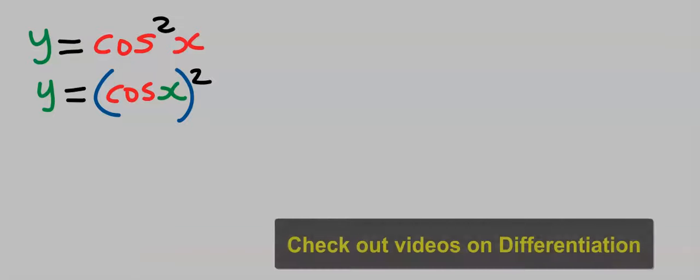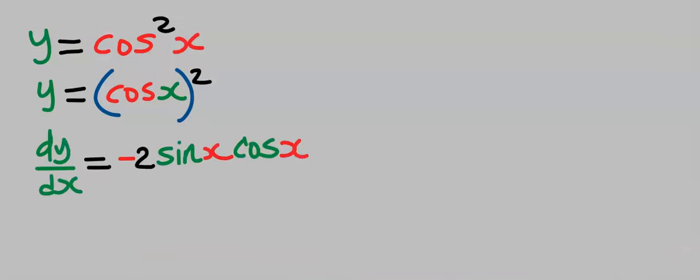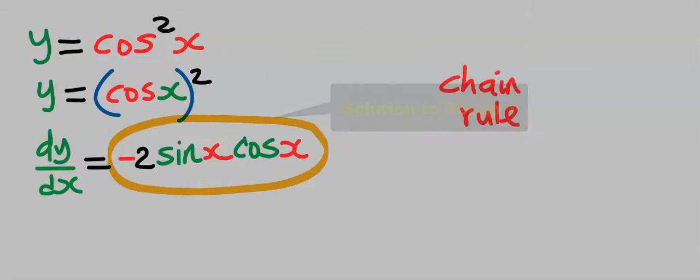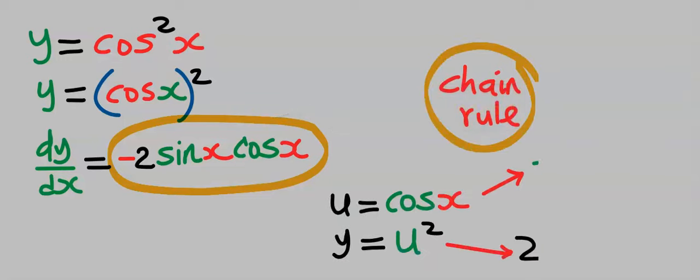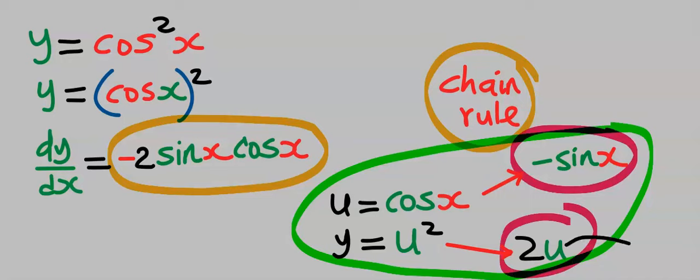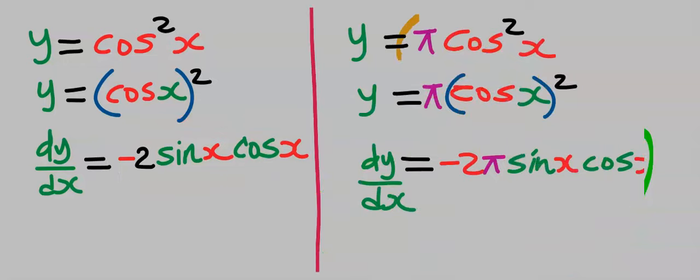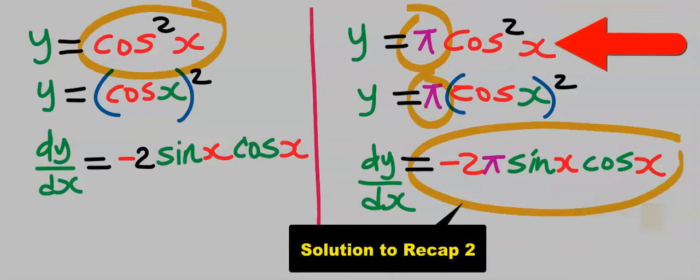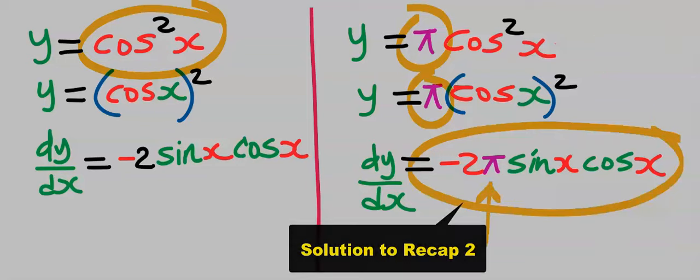Let's differentiate cos square x, which can be rewritten as cos x all squared. The dy/dx is minus 2 sin x cos x using chain rule, which is usually solved like this. When you multiply these two and you replace u, you are going to get this back. Likewise, if you include a pi in this question, your answer will not change. Just the pi is attached to it.